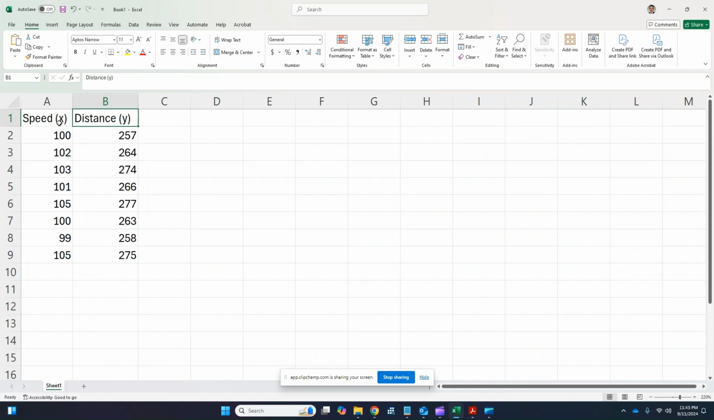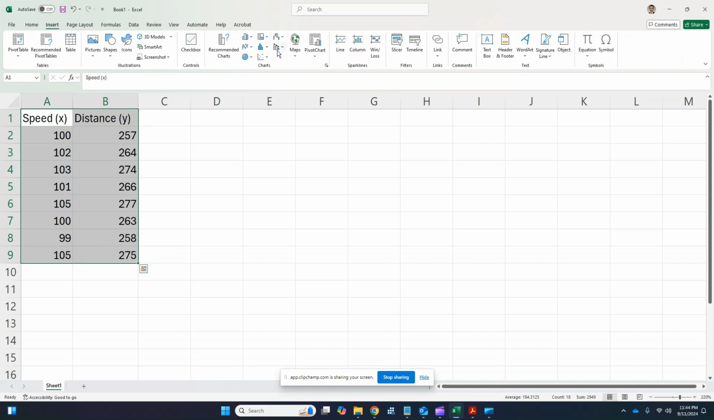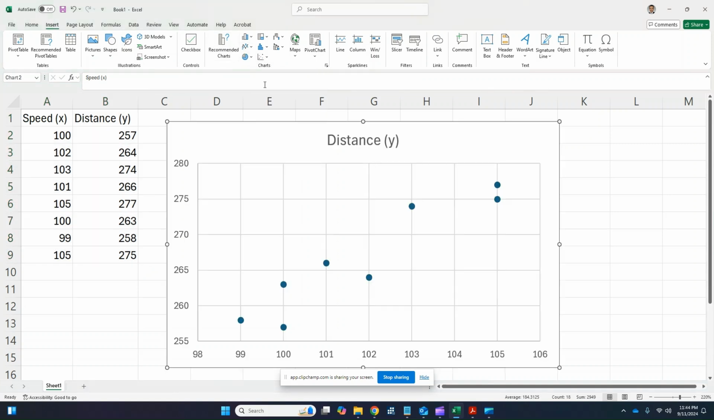So we have the explanatory variable speed because it happens first, and this causes the ball to travel. So distance is the response variable. Now let's first check with the scatter plot how they are related. I'm going to click on insert and then click on this scatter plot. Okay, so we have distance on the y-axis and speed on the x-axis.